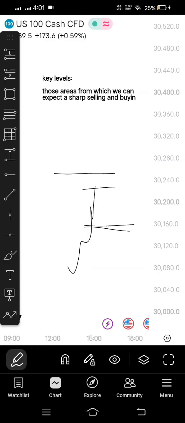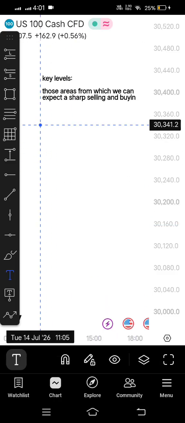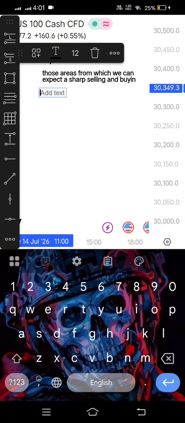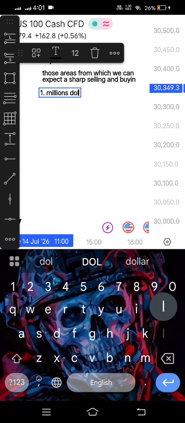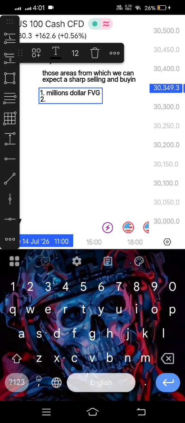Now let me tell you which key levels are the most profitable and which you can take. I will give you only four key levels. The first one is FVG, and the second one is order block, and the third and fourth are one of my favorite key levels.